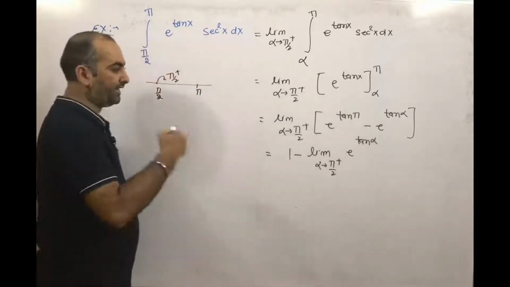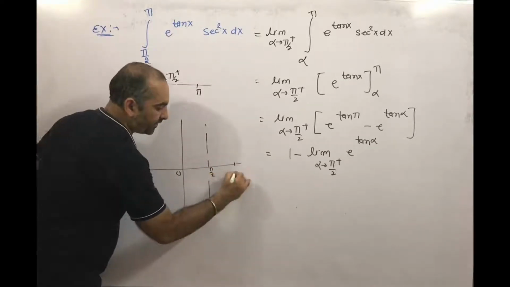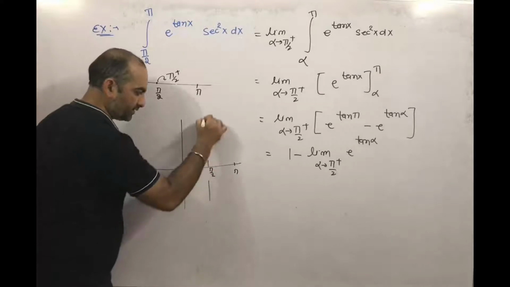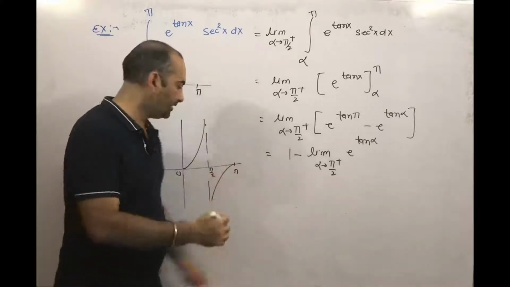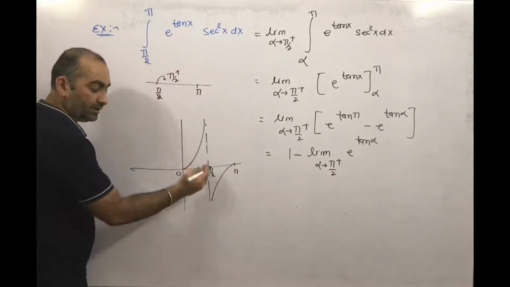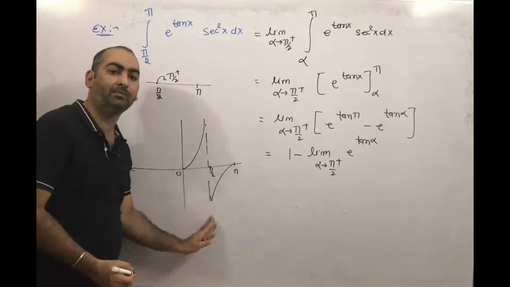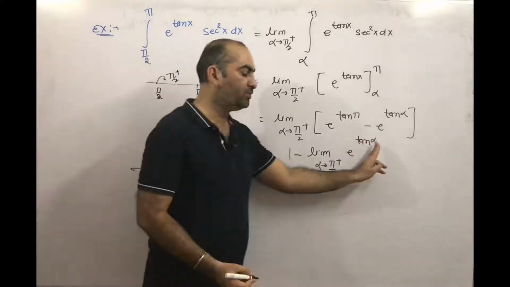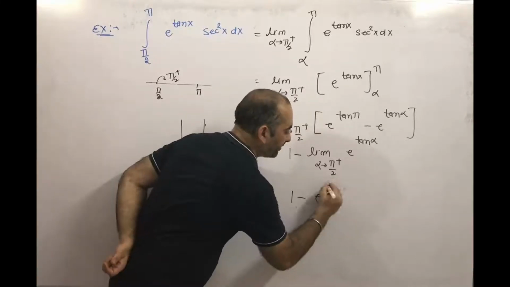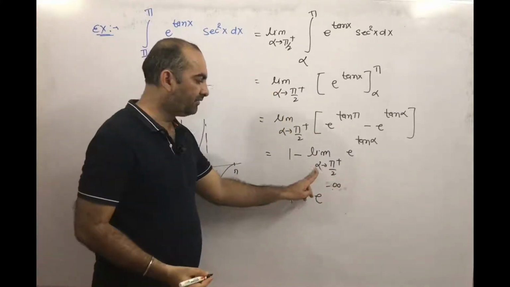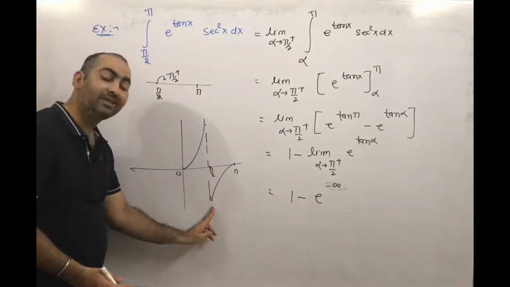Okay, so we know the tan x graph. This is 0, this is pi by 2, this is pi. So this is the tan x graph. You can see pi by 2 plus means it will come on this side, the right hand side of pi by 2. The tan values you get there are very small, going to minus infinity. So if you put alpha there, 1 minus e power tan alpha is minus infinity, if limit alpha tending to pi by 2 plus. Right hand side of pi by 2 plus, the value of tan is minus infinity.